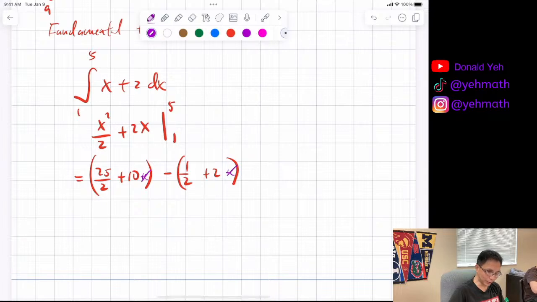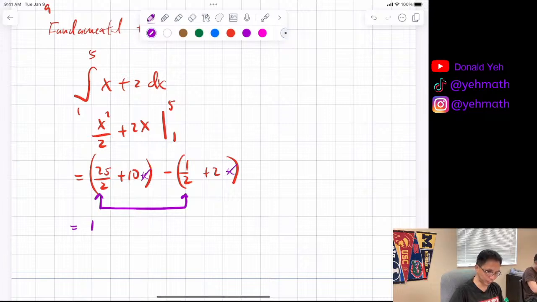Now, my habit is, I will do common denominator first. That'll be easier. So 25 over 2 minus 1 over 2, that's going to be 24 over 2, which is 12. Then 10 plus 2 is plus 12. So the answer is 20.